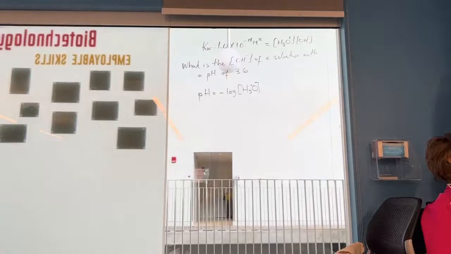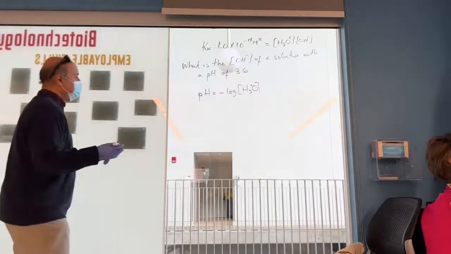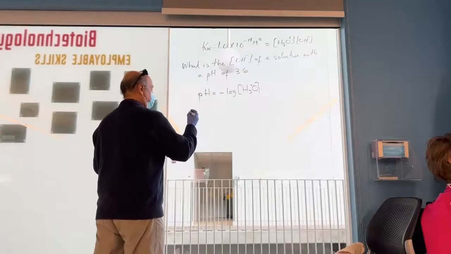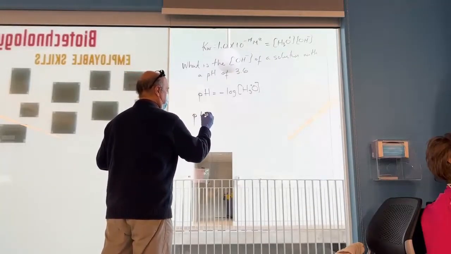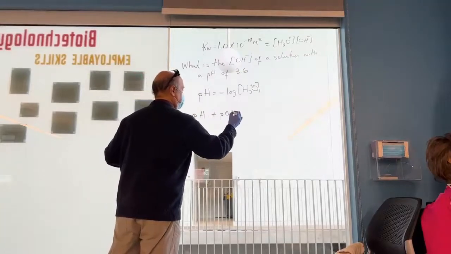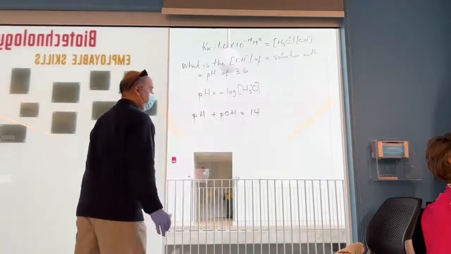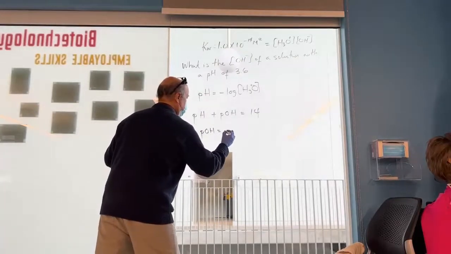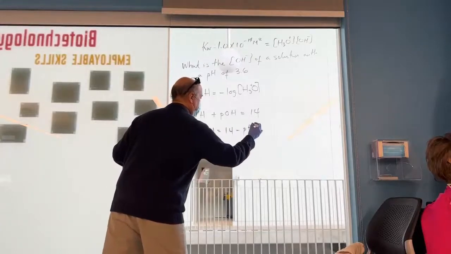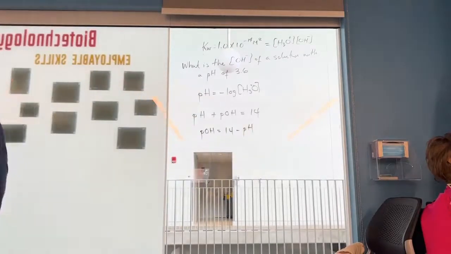14 minus 3.6. All right, so that's going to give you what? The pOH, right? Yes, very good. So that's one possibility. Jen is suggesting that we do, well, let's put it in an equation. Since the pH plus the pOH equals 14, I can actually say the pOH equals 14 minus the pH. Right? That's what you suggested.